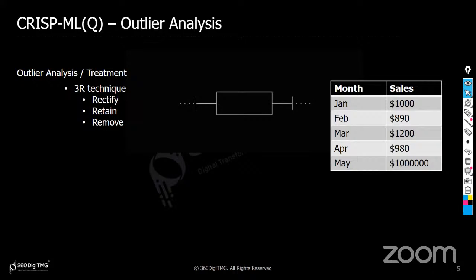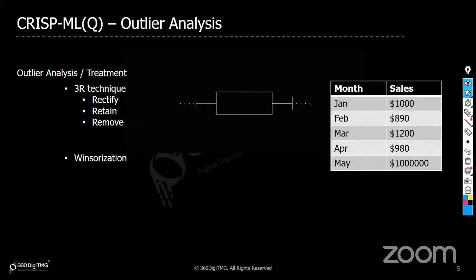Then what is remove? Remove is the opposite. When there is no possibility that the extreme value you have got will appear in the future data, then you go for remove. So you have to check whether you have to rectify the outliers, retain the outliers, or remove the outliers. This is about the 3R technique.